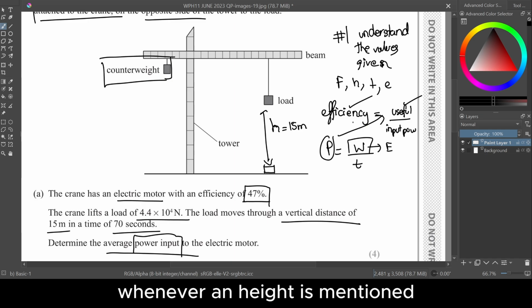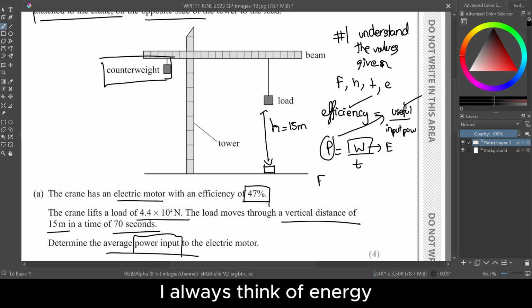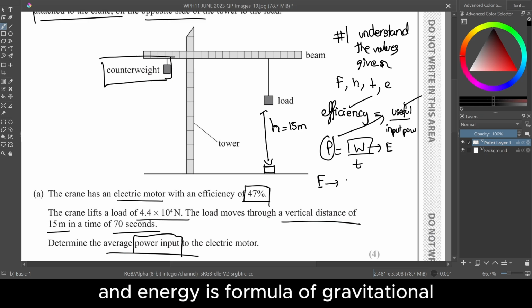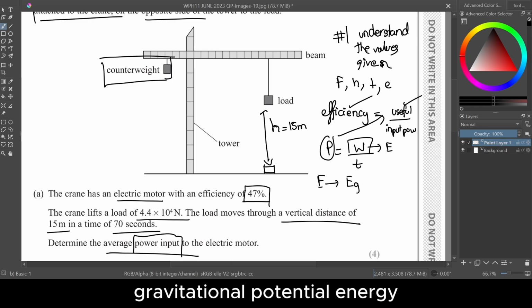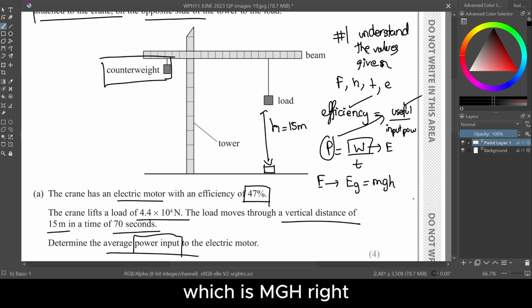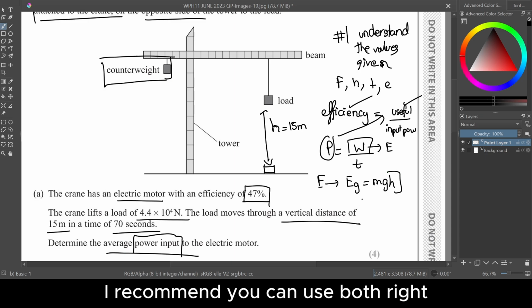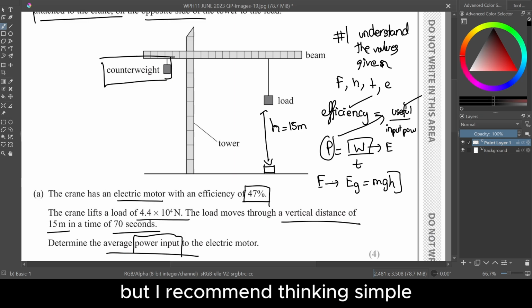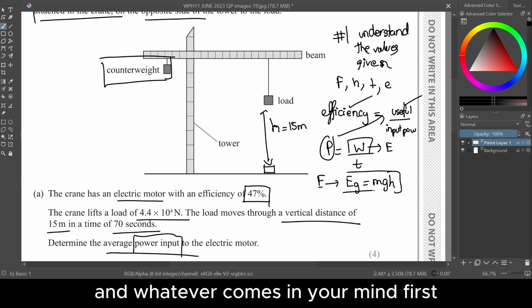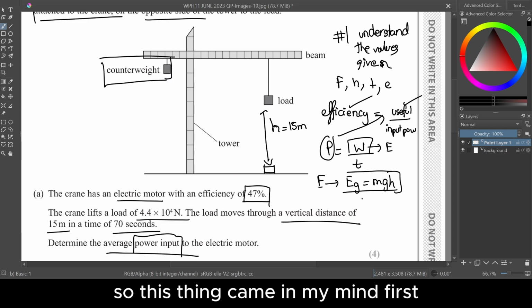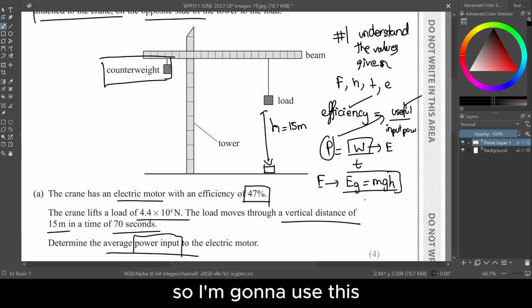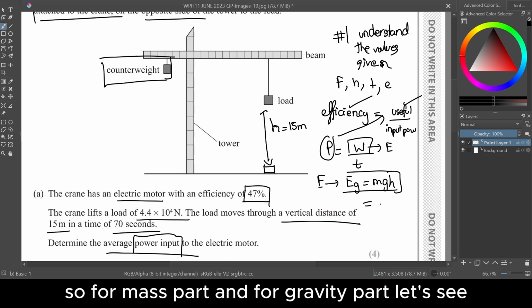Whenever a height is mentioned, I always think of energy, and the formula of gravitational potential energy, which is mgh. So you can use this formula. I recommend you can use both, but think simple, and whatever comes to your mind first, use that. This came to my mind first, so I'm going to use this.